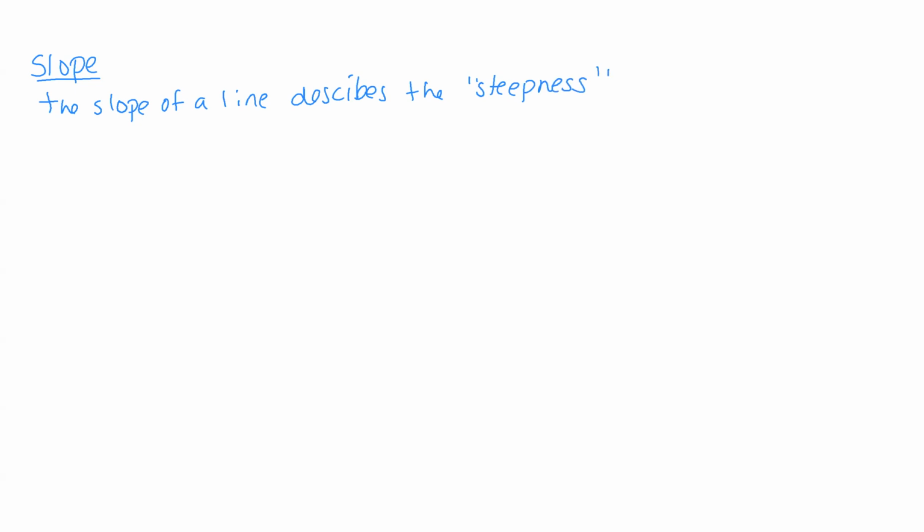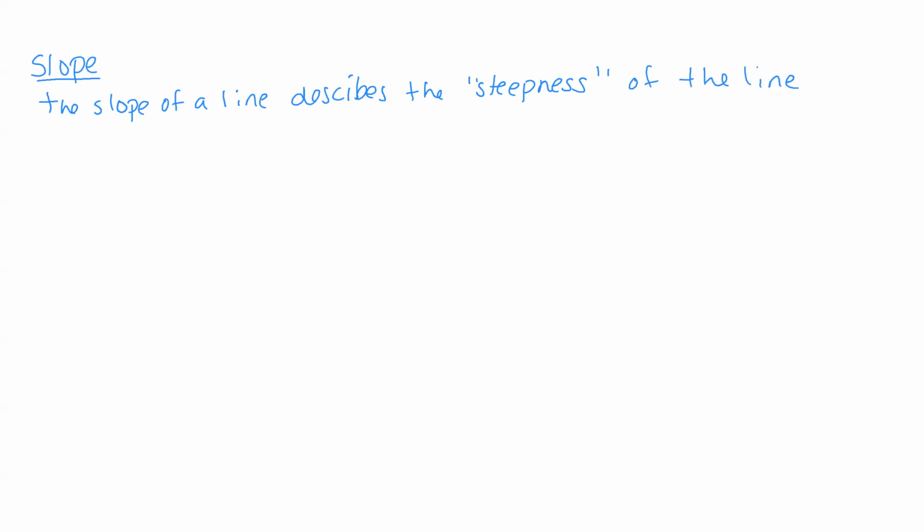So this video is all about slope. The slope of a line describes the steepness of the line. When you're dealing with slope, it tells you how steep a line is.